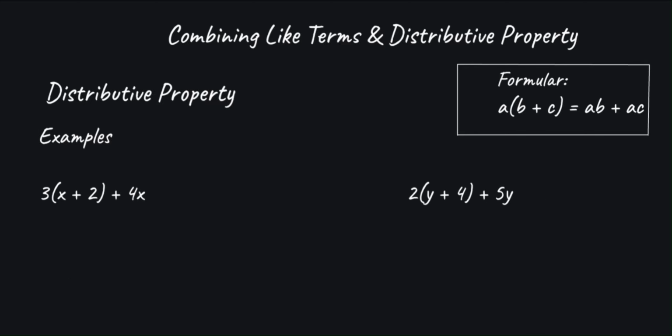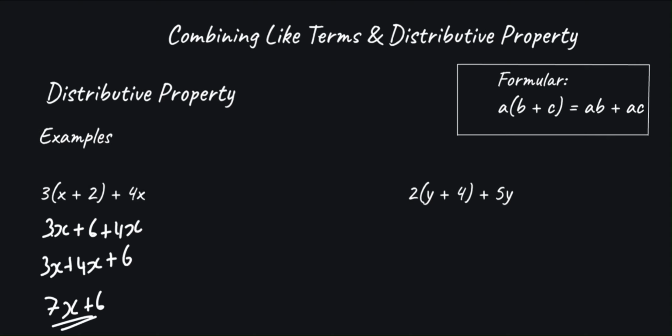Here are some questions. We have to simplify these terms. First one is 3 in parentheses x plus 2, plus 4x. So first things first, we want to open up the parentheses. 3 times x would be 3x, plus 3 times 2 would be 6, plus 4x. 3x and 4x are like terms, so we combine them. 3x plus 4x plus 6. 4 plus 3 is 7, so we get 7x plus 6. That is your answer.